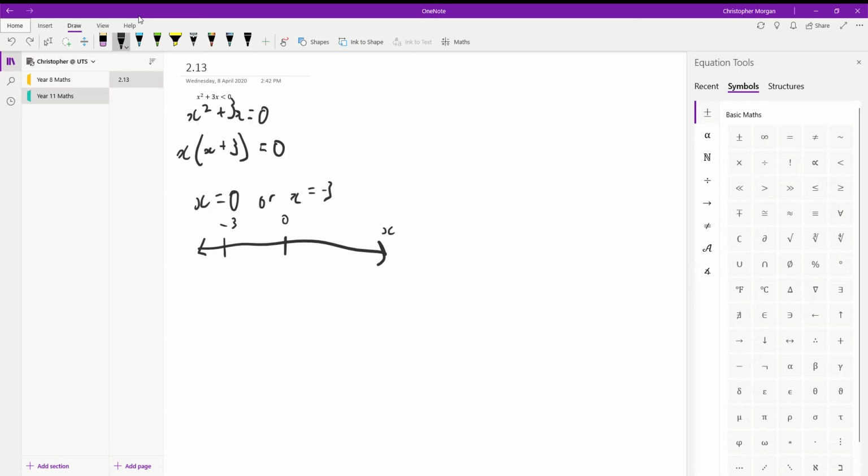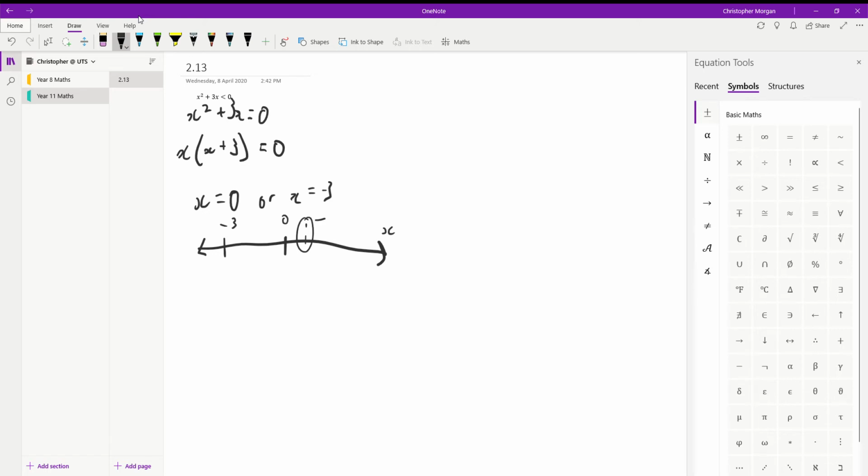But we want to take care of the inequality part as well. Now, to do that, what we do is we pick a solution. We either pick a solution inside the two numbers that we have or outside. So for now, we're going to start with a number outside. So a number outside 0 is, of course, 1. So we're going to give that a try.